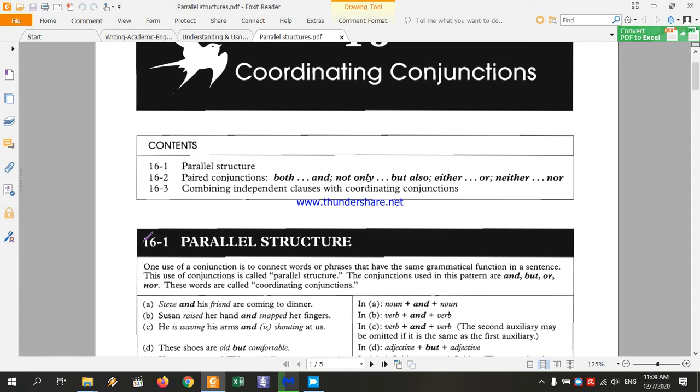When we're using one of the conjunctions such as and, but, or to connect words or phrases, they must have the same grammatical function, so that the sentence must be parallel.